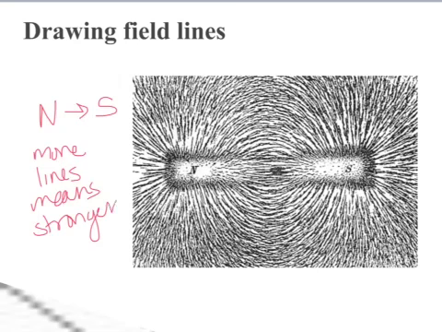Those are our really two keys. So if we start here, the nice thing about this one is we can just follow the pattern created by these iron filings, and that's how it should look, okay?